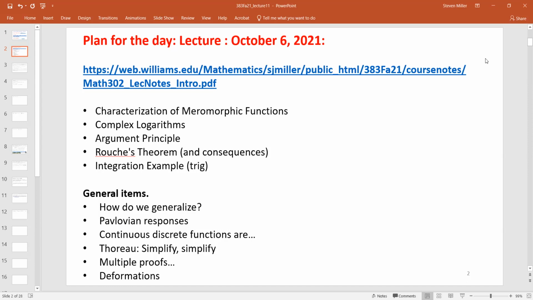Next thing is the value of multiple proofs. There are many different ways of proving results. We're going to see another proof today of the fundamental theorem of algebra. It's useful to have multiple proofs just in case something is wrong, in case there was an assumption you forgot about. But sometimes different proofs highlight different aspects that generalize better.